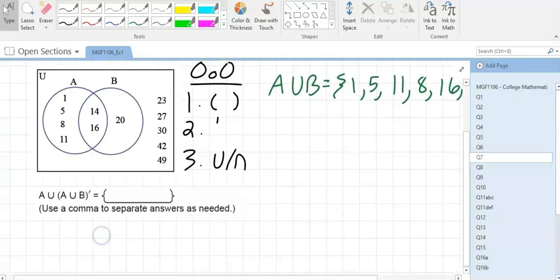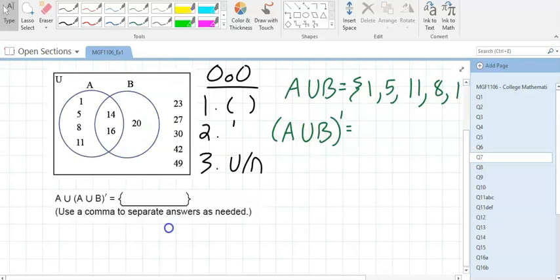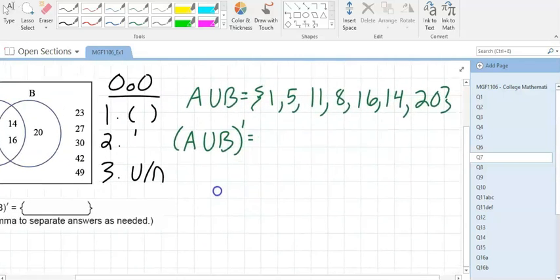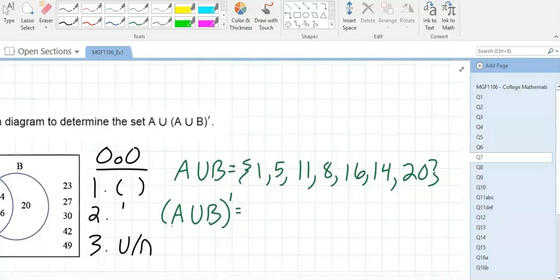Okay, so now we're over here. Now we've done the parentheses. Now we start working outside the parenthesis. So outside my parenthesis, do I have a complement? Yes. We need the complement of what we just wrote. So I need all the numbers that are not listed above, all the numbers that are not listed in the set that we just wrote.